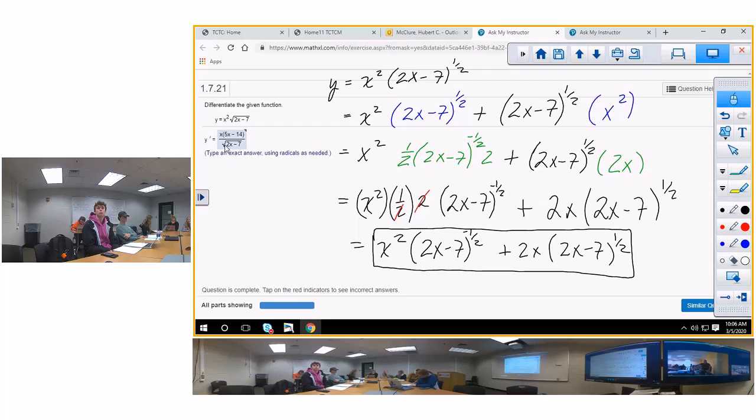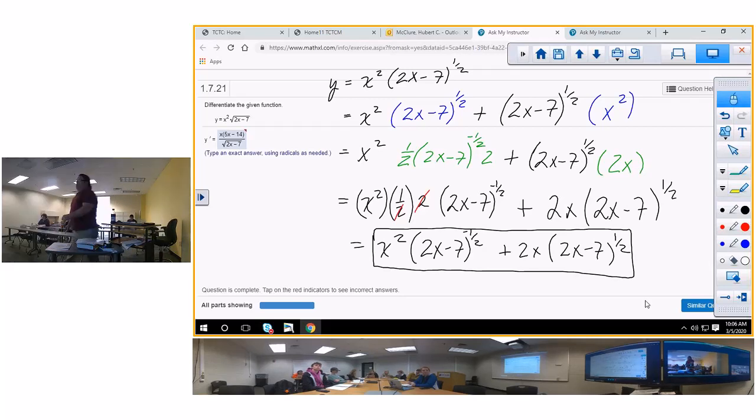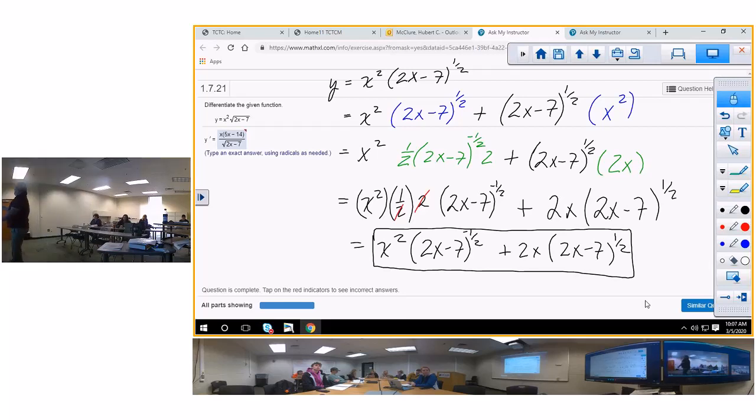Yep, they got a common denominator of 2x, so that's what they did. See, they factored out an x too. So we can go ahead and do that. Let's factor out an x and the 2x minus 7 to the negative 1/2 power. Let's do that. I'm going to make it bigger, smaller, so we can get it in.